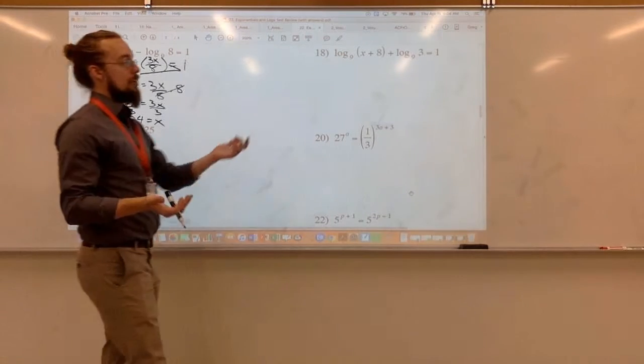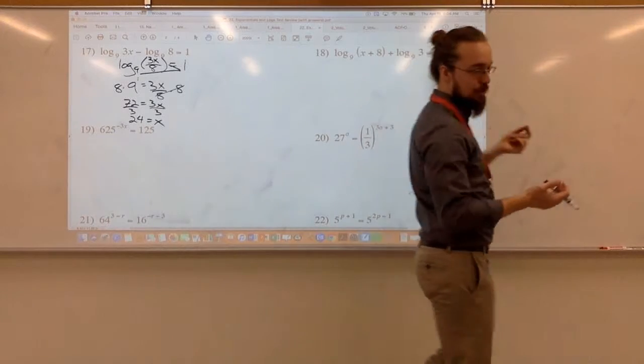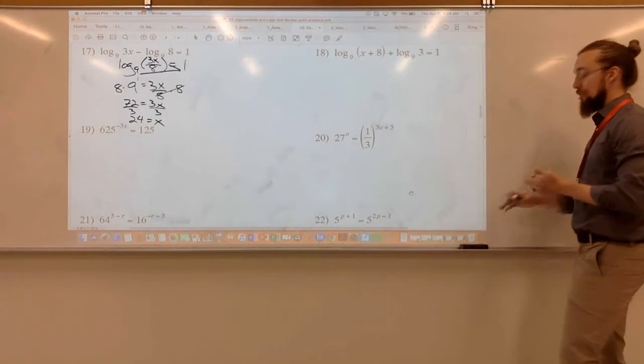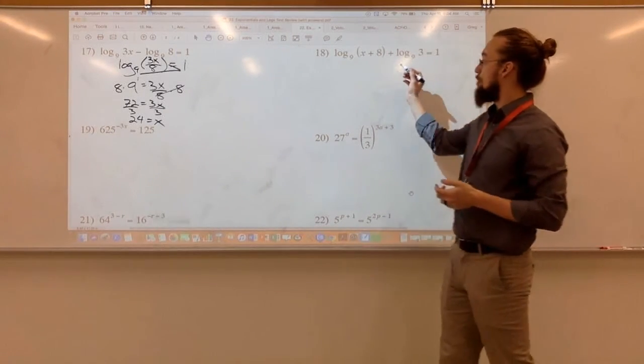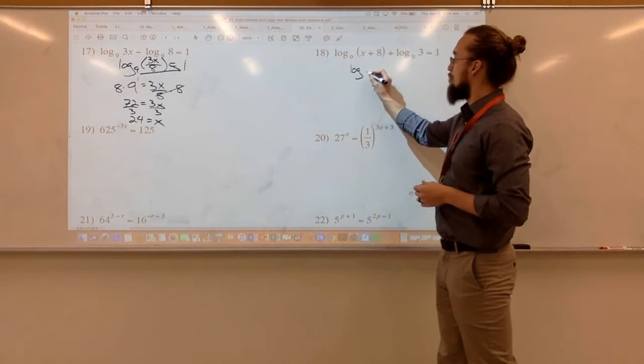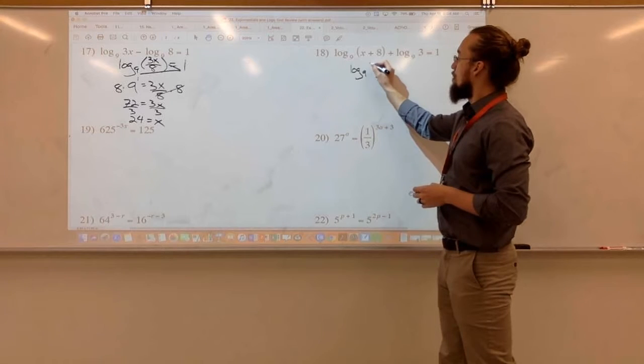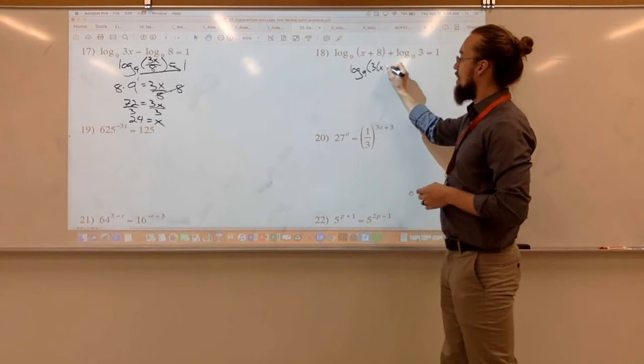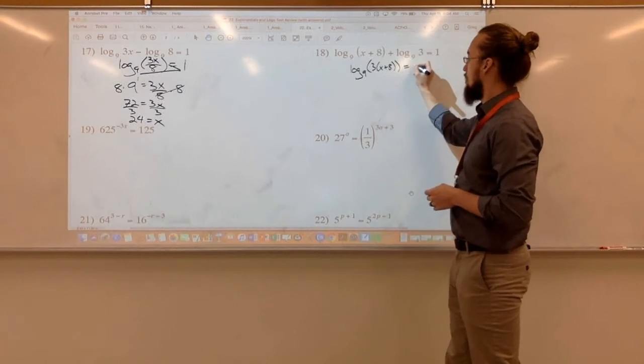Similar idea on number 18. I need to combine these 2 logs into a single log on the left side of the equation. So I'm multiplying what's on the inside here because I'm adding these 2 logs together. So log base 9 of 3 times x plus 8 equals 1.